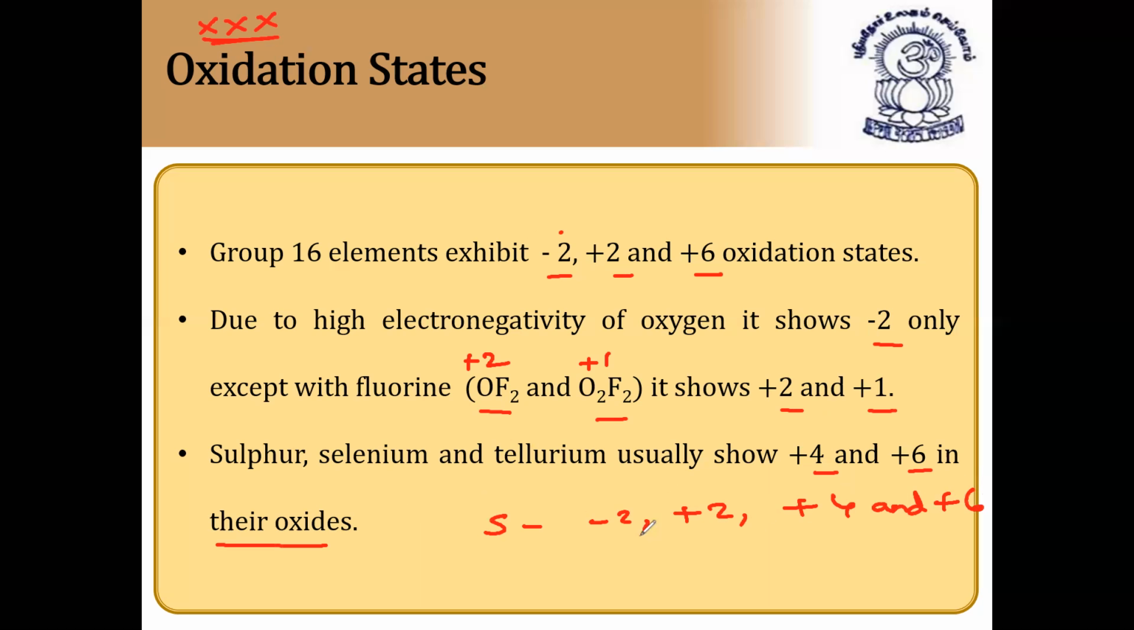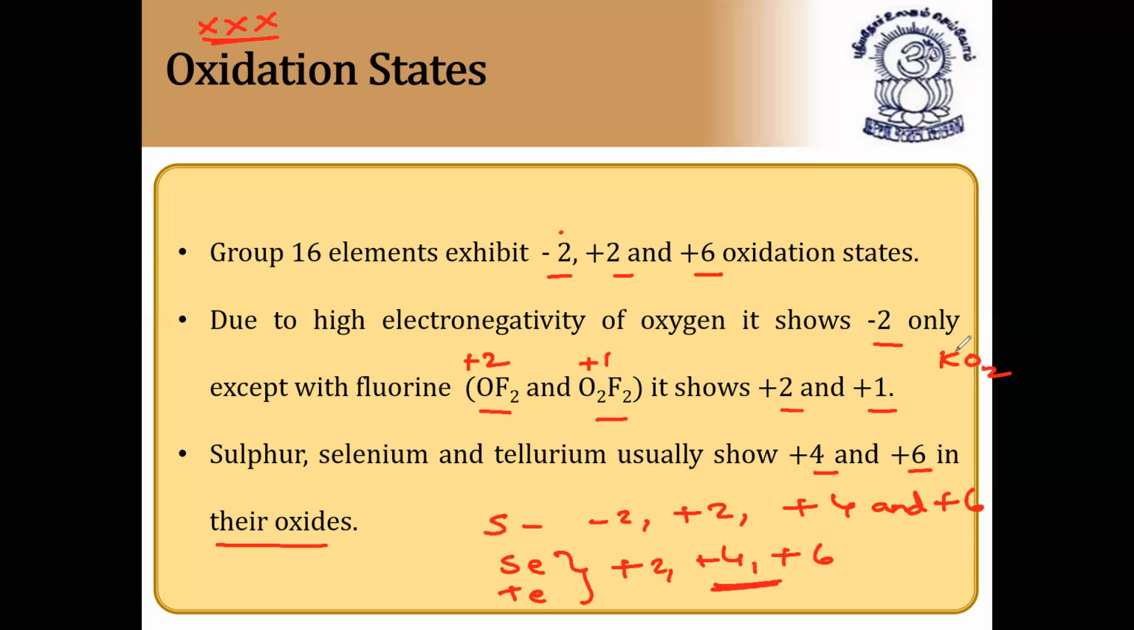So it shows all these oxidation states. And selenium and tellurium, being metalloids, will show only +2, +4, and +6 oxidation states. So these are the common oxidation states exhibited by these elements. Oxygen will show -2, -1 in the case of peroxy bonds, and +2, +1 with respect to fluorine.